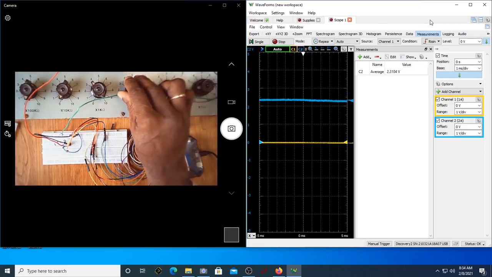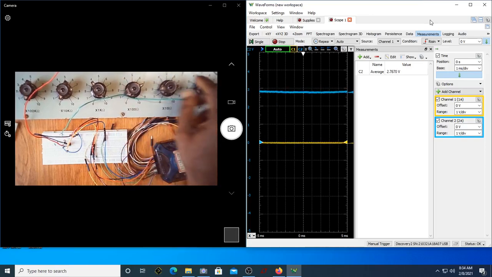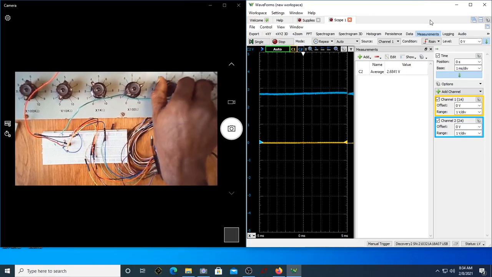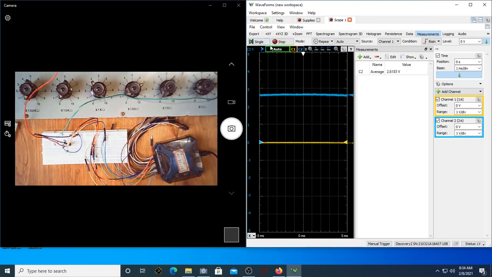Let me further slightly increase it. Now this is perfect. If you want to still adjust, go for further fine tuning. You can see now, I can make it exactly 2.5. So this is the voltage that we are looking at, 2.5. You can see it is mere adjustment of the DRB values, but you need to be very careful.